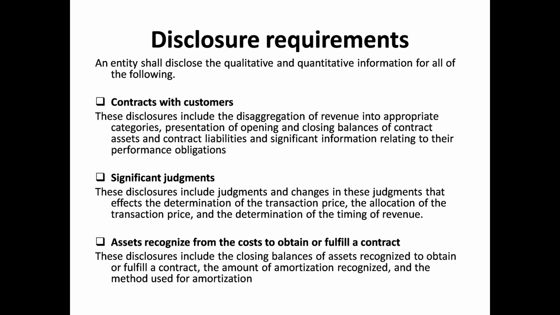Number 3, assets recognized from the cost to obtain or fulfill a contract. These disclosures include the closing balances of assets recognized to obtain or fulfill a contract, the amount of amortization recognized, and the method used for amortization.